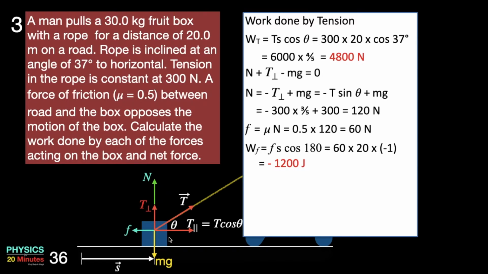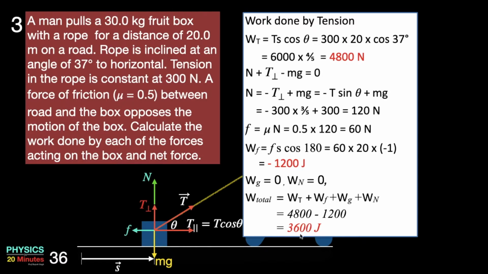Now you can see the work done by mg and normal reaction will be 0 because they are perpendicular to the displacement. In the last class we discussed that for forces perpendicular to displacement, the work done by them is 0. So the work done by gravity is 0, work done by normal reaction is 0. Therefore the total work done is the sum of all the four works, and these two are obviously 0. So my total work done is going to be 3600 Joule, 4800 minus 1200.